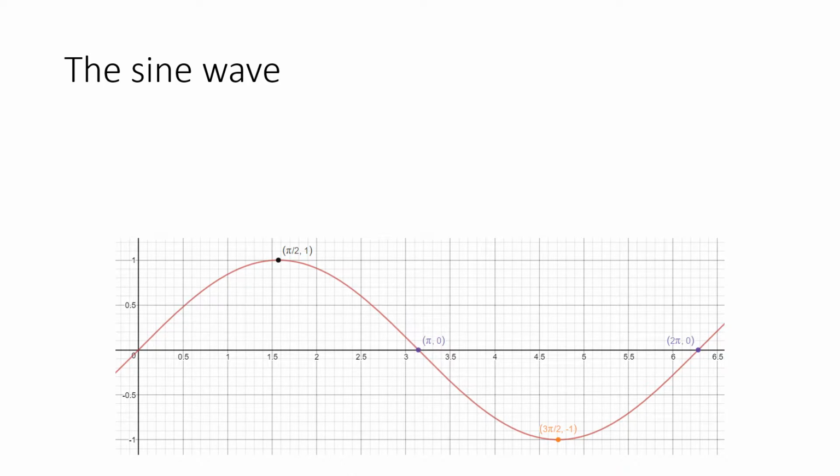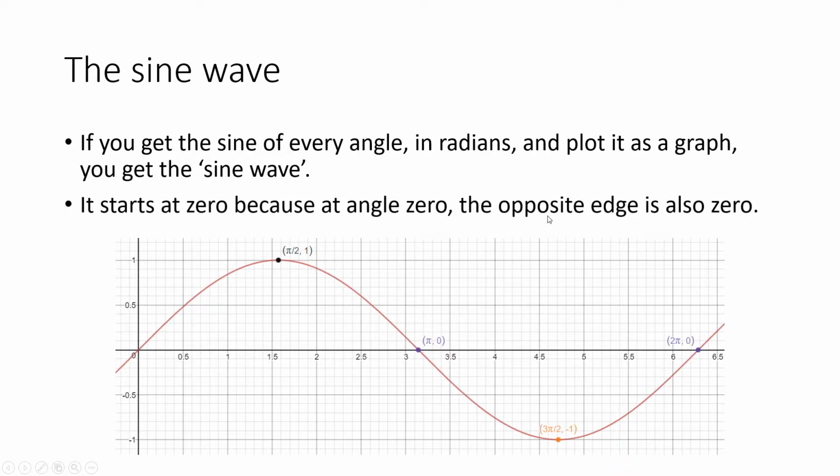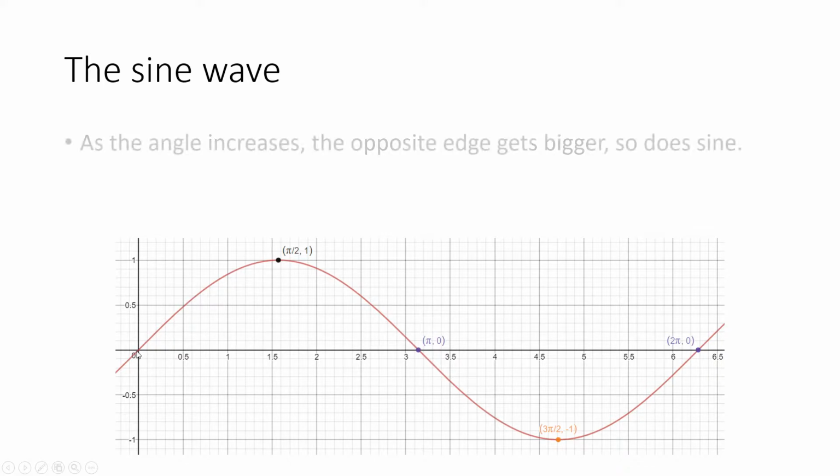So the sine function gives you a wave that looks like this. If you get the sine of every possible angle in radians and plot it as a graph, this is called a sine wave. Very common waveform. It starts at 0 because if your angle is 0, then that means you're pointing directly to the right. And therefore, if you do SOHCAHTOA, the opposite edge, which is the y up the way, well, if you're pointed directly to the right, there is no up the way, so the opposite edge would be 0. So sine starts at 0 because of that.